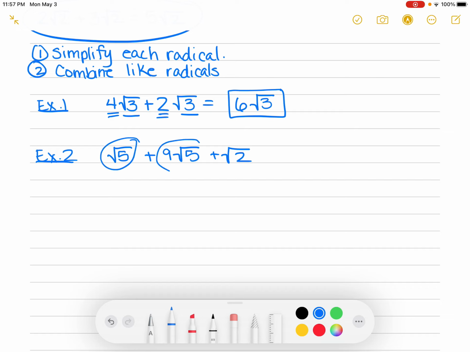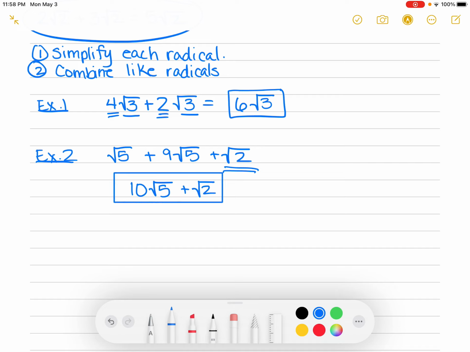So this one is the same as this one. Sorry, had to sneeze. Okay, and this one is not. So we're not going to add that one up. We're just going to add these 2 up. When there's not a number in front, that just means a 1, right? Just like when we're doing other numbers. So we have 1 times the square root of 5 plus 9 times the square root of 5. So that's going to be 10 times the square root of 5. And then I still have to add in that plus square root of 2. So that would be my answer to example 2.